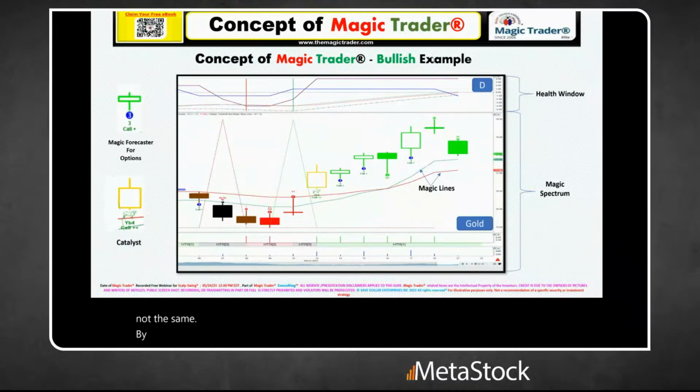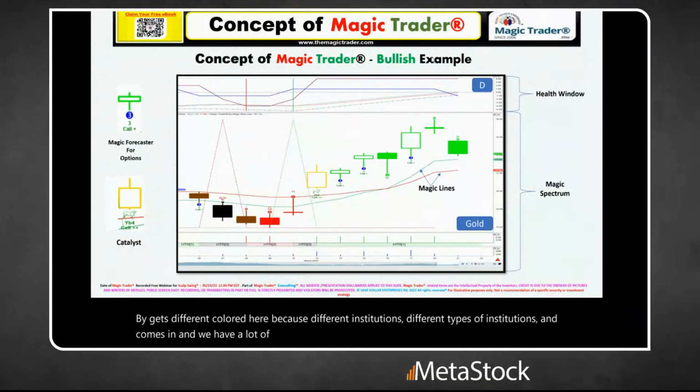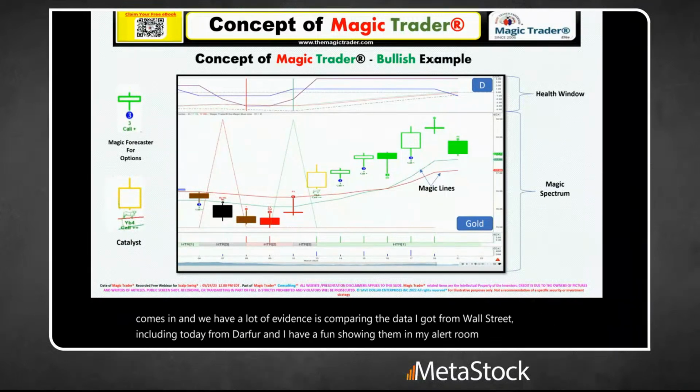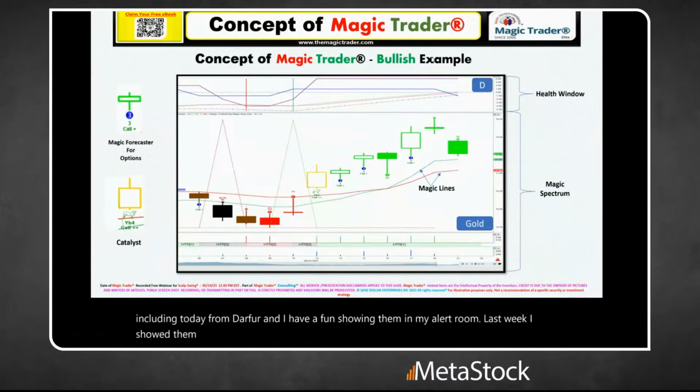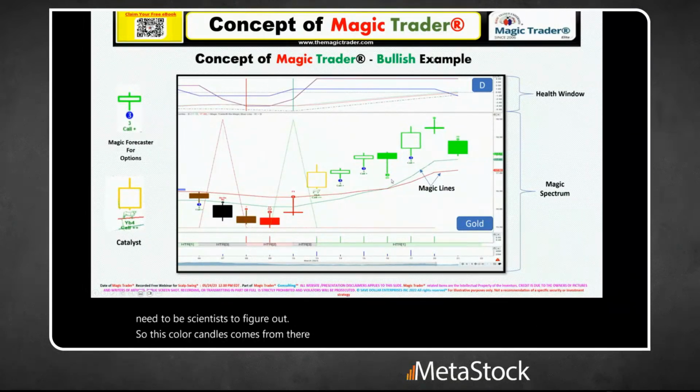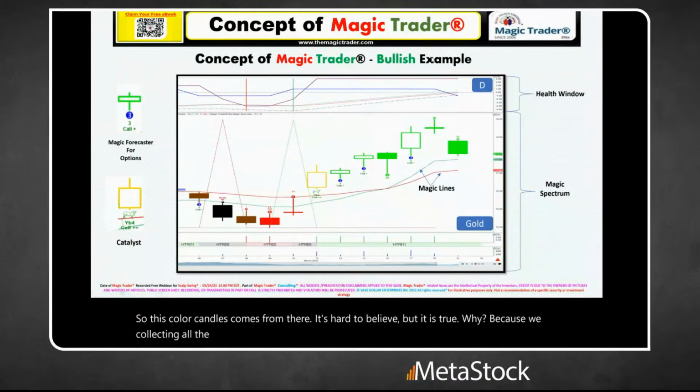Buy gets different colors here because different types of institutions come in, and we have a lot of evidence comparing the data I got from Wall Street, including today from dark pool, and I have fun showing them in my alert room. Last week I showed them all the dark pools, right? And we could see here what is happening. You don't need to be a scientist to figure it out. So these colored candles come from there. It's hard to believe, but it is true, right? Because we have been collecting all the evidence for many years.